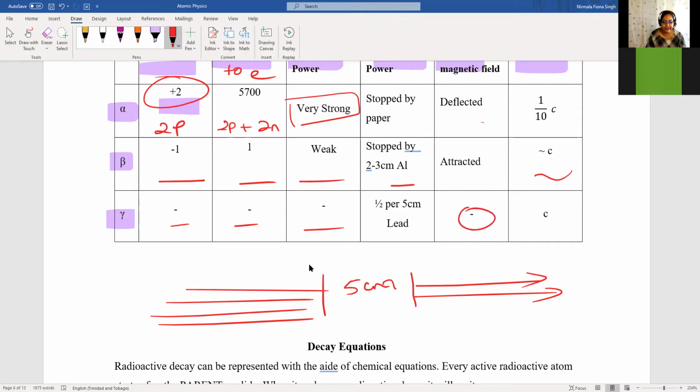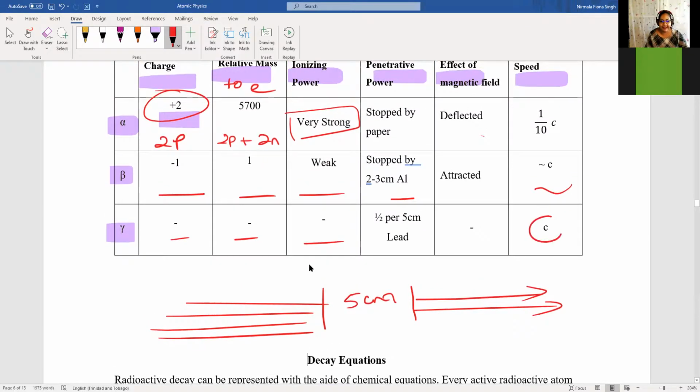And then is it attracted to a magnetic field? No, it has no charge. It has no positive pole, no negative pole, no dipoles, no monopoles. It's poleless. So gamma rays are not affected by magnetic fields. And since they are electromagnetic waves, all electromagnetic waves travel at the speed of light, not just light travels at the speed of light. So this travels at the speed of light.